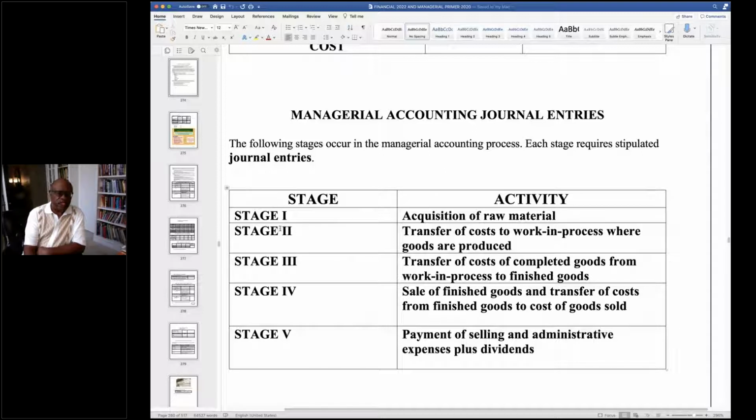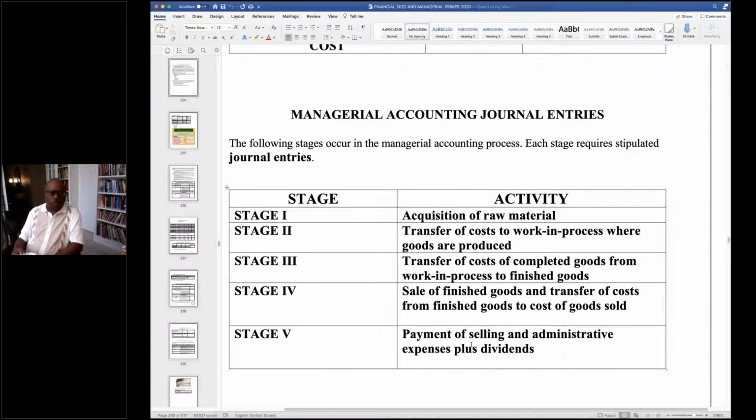Stage 2, transfer of the cost to work in process. Stage 3, transfer of cost of completed goods from work in process to finished goods. Stage 4, sale of the finished goods. Stage 5, payment of selling and administrative expenses and dividends. Stage 5, that's what we did in Principles 1.